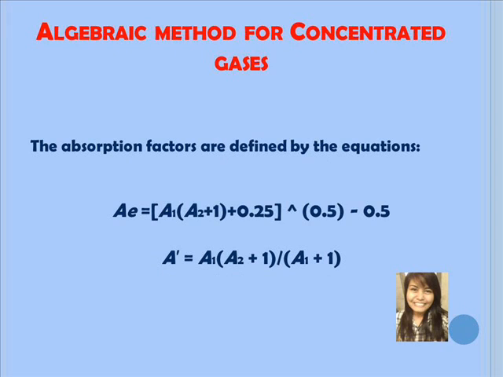So the effective absorption factors used are defined by the equations AE is equal to the square root of A1 times (A2 plus 1) plus 0.25 minus 0.5, and A' is equal to A1 times (A2 plus 1) all over (A1 plus 1).